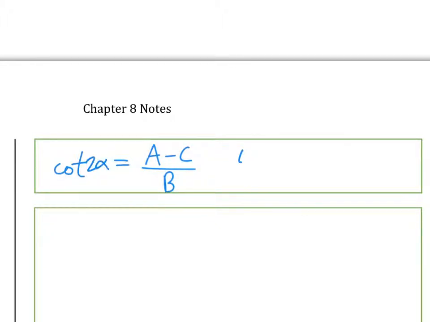Remember that alpha is between 0 and pi over 2, so therefore 2 alpha is between 0 and pi, so between 0 and 180 degrees. A, b, c have to do with that whole equation I had you look at, was it 2 days ago?